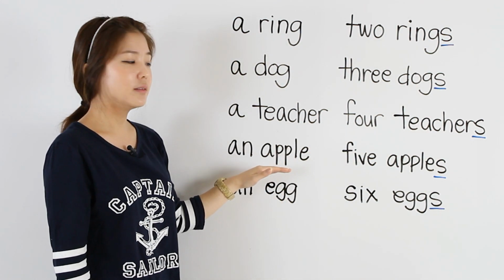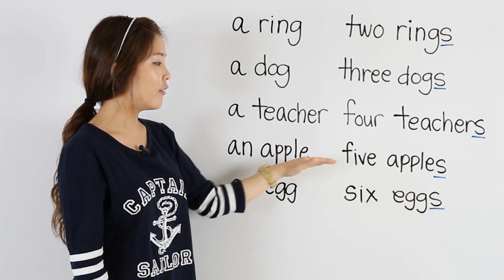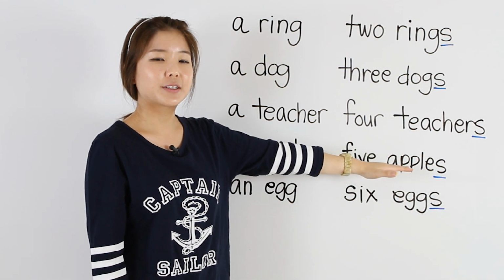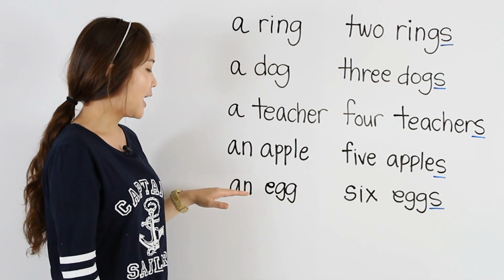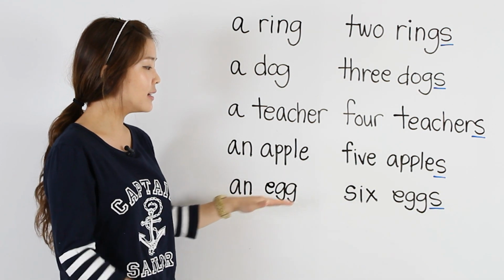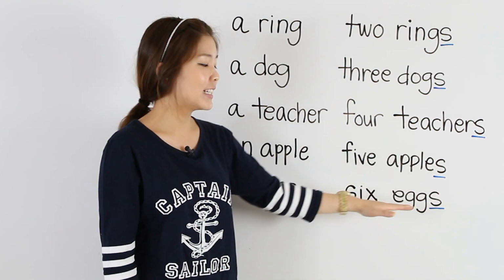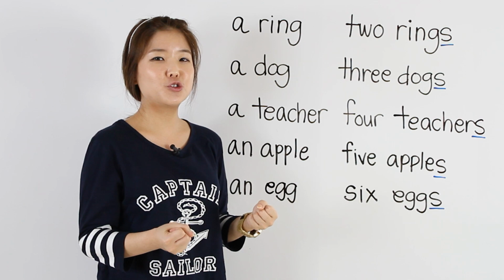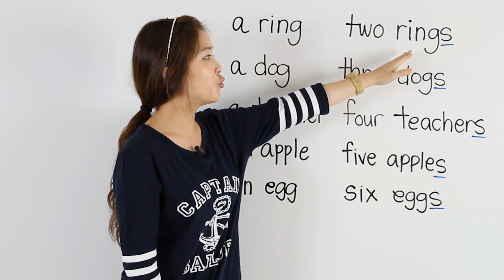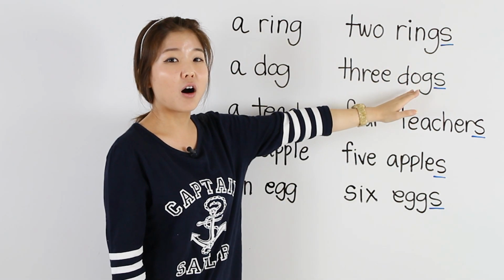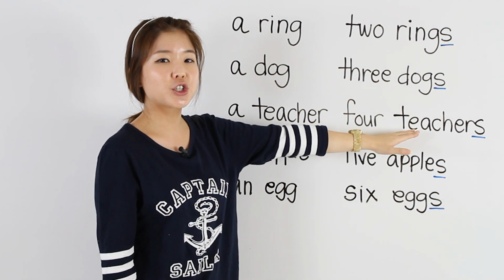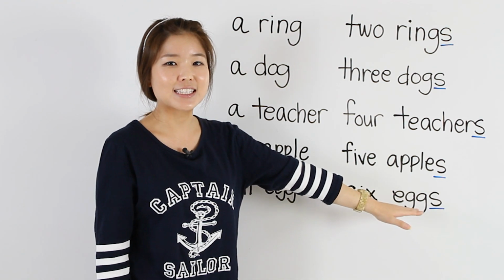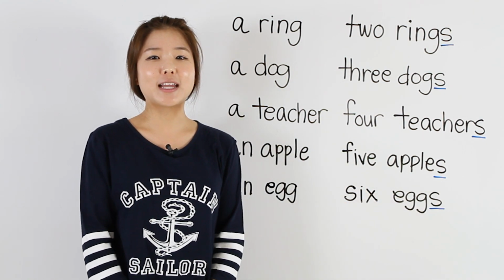An apple, that's one apple. Then we have plural, 5 apples. Okay, and the last one, an egg, one egg, 6 eggs. Don't forget S, 6 eggs, okay? I really need you to remember that. 2 rings, 3 dogs, 4 teachers, 5 apples, and 6 eggs. Okay, let's move on to the next part.